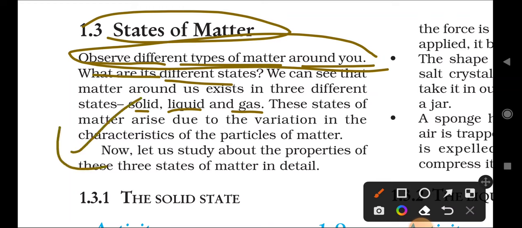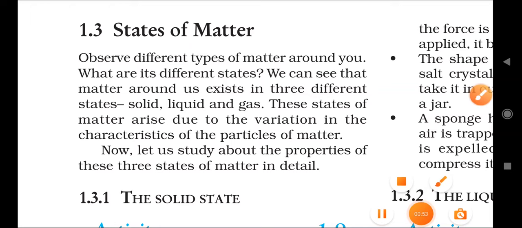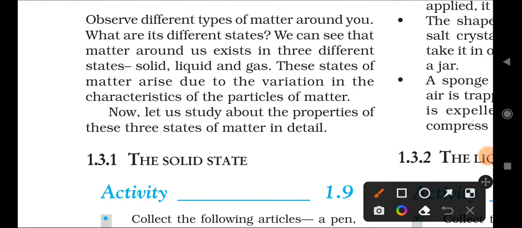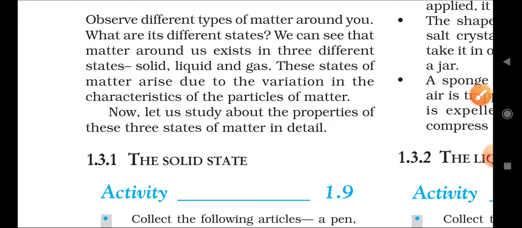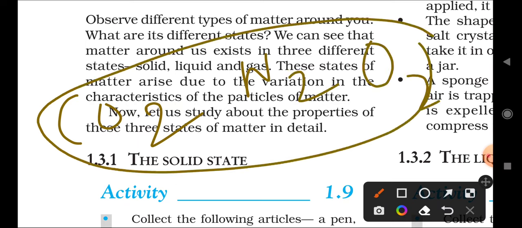Solids are like stone, table, chairs. Liquids are like water. Gases are like nitrogen, oxygen, and carbon dioxide. These are called gases. And solids such as stone and wood are examples of solids.